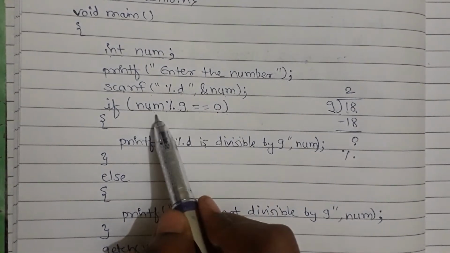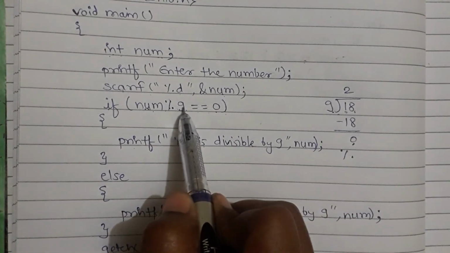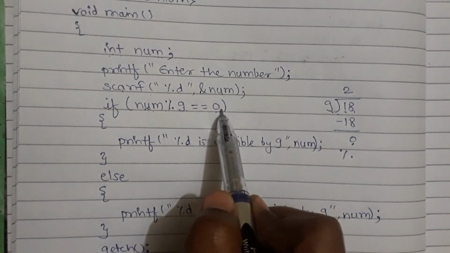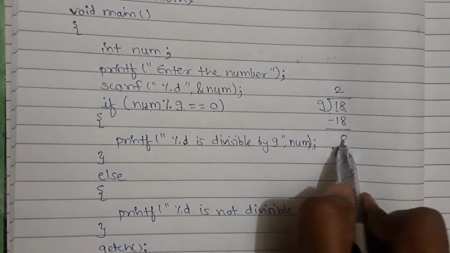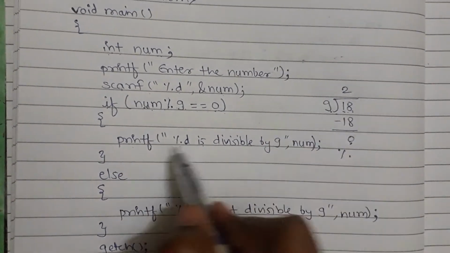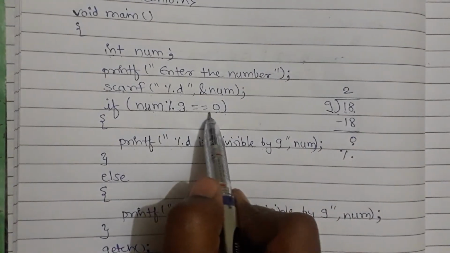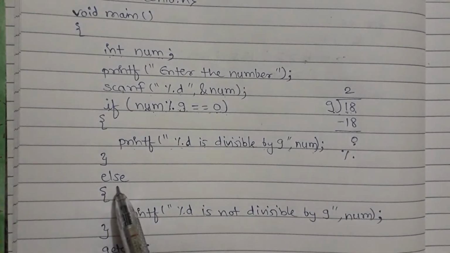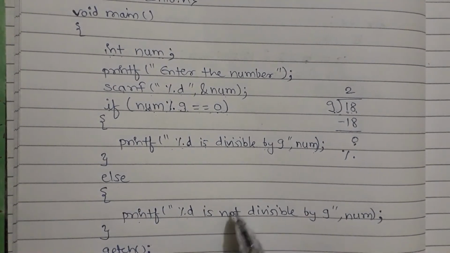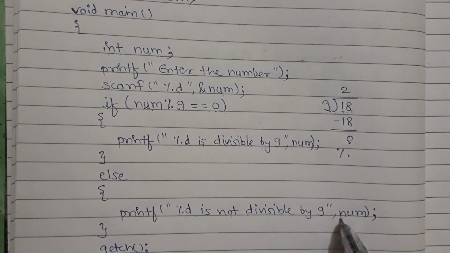If num modulo 9 is equal to 0, this statement will check that when the particular number is divided by 9, its remainder should be 0. If it is equal to 0, like here, if this remainder is 0, then it will print that 18 is divisible by 9. If this condition is false, it will directly come to the else part, and in this else part it will print that the particular num is not divisible by 9.